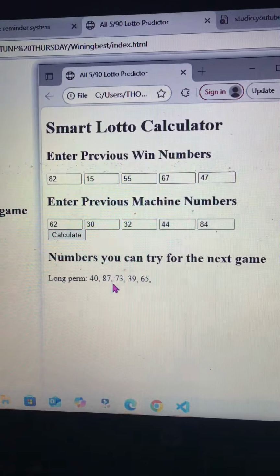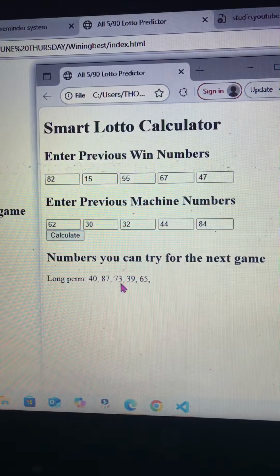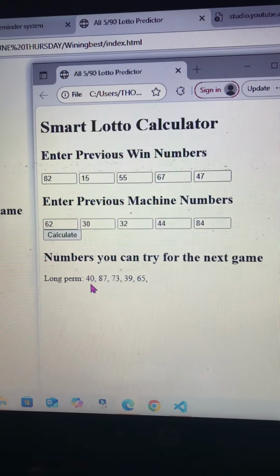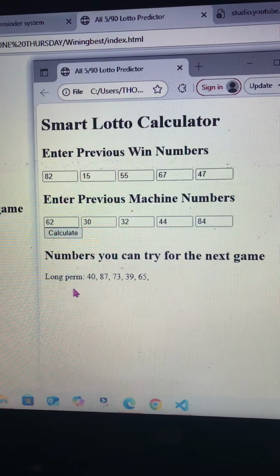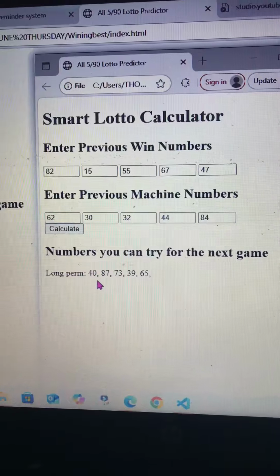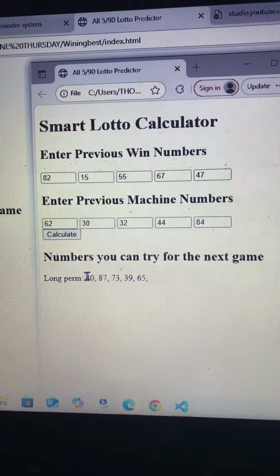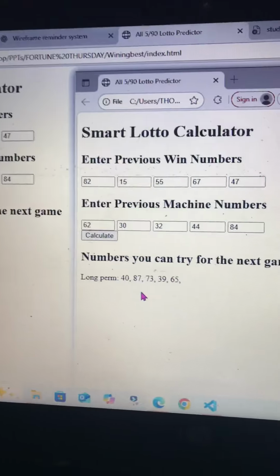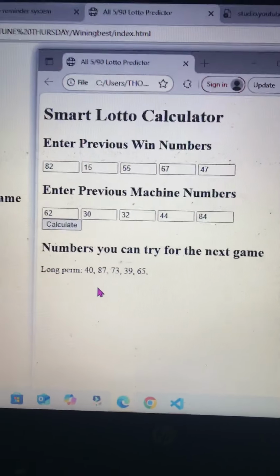So our 1 Bank banker is 73, with second banker 40. 73, 40, the 2 sure for the day. But all the numbers are hot numbers. Give it a try if possible.